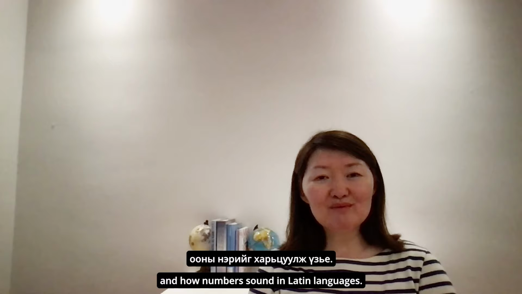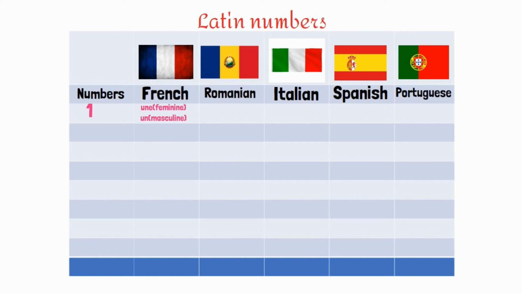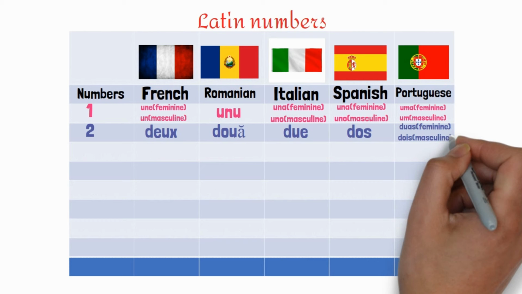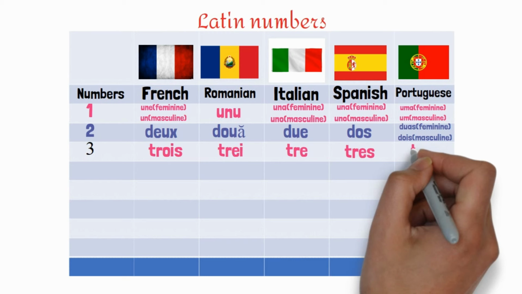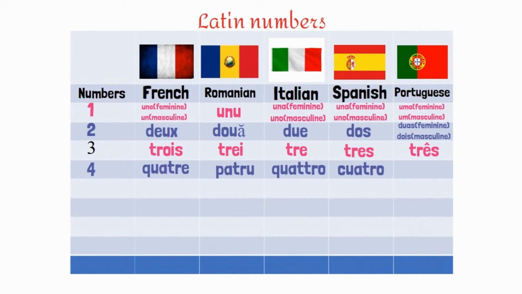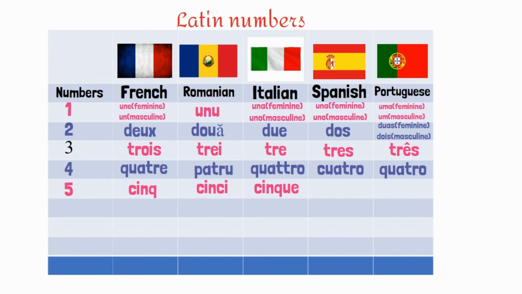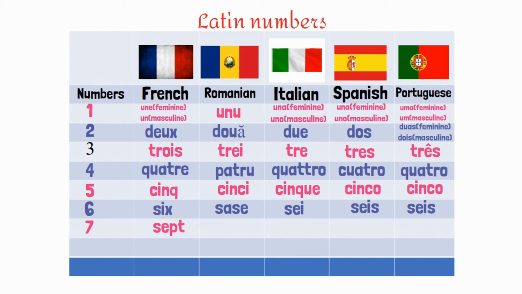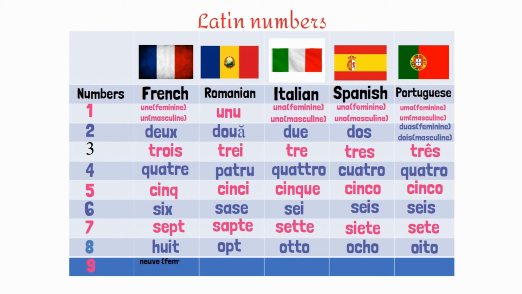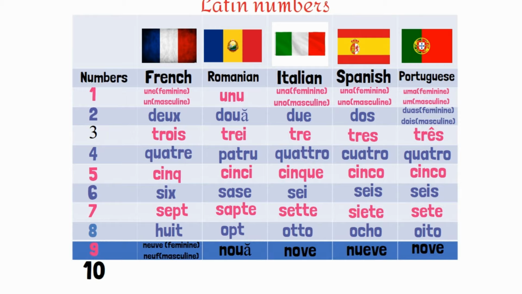Please stay tuned. Un, un, uno. Una, uno. Una, uno. Uma, un. Du, doa. Due. Dos, duas, dois. Trois, três. Três. Três. Três. Quatro. Quatro. Quatro. Quatro, quatro, cinq, cinq, cinque, cinque, cinco, cinco, six, chasse, sei, seis, seis, sept, chapte, sette, siete, sete, huit, opt, otto, ocho, oito, neuf, neuf, nove, nove, nove. Nove, dix, zece, dieci, dez, dez.